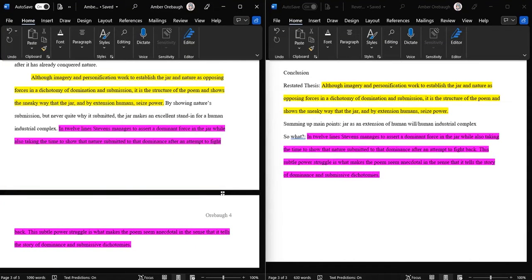So the so what is just, okay, so you wrote all of this, restated your thesis. Why do I care, right? It's telling me why this essay matters outside of I just needed to do literary analysis for a grade, right? So here, the reasoning that I gave for that was: in 12 lines, Stevens manages to assert a dominant force in the jar while also taking the time to show that nature submitted to that dominance after an attempt to fight back. This subtle power struggle is what makes the poem seem anecdotal in the sense that it tells the story of dominance and submissive dichotomies.